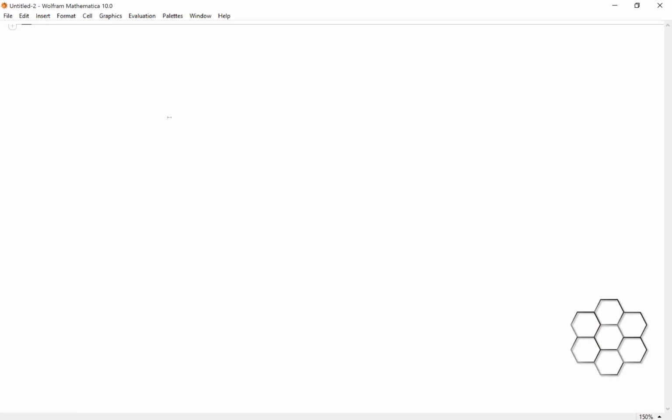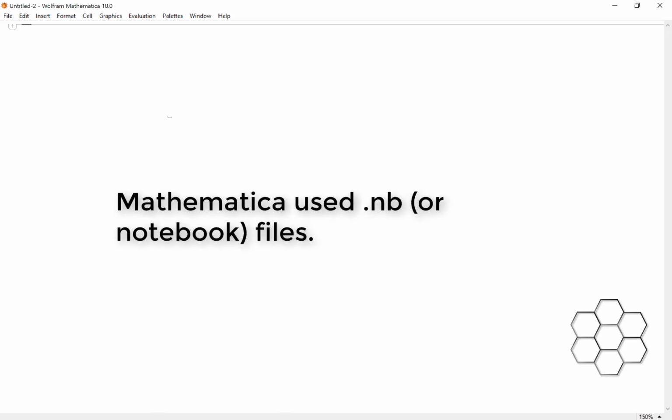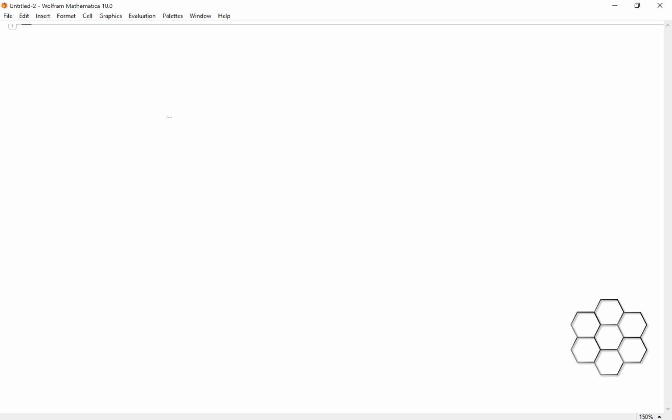I've opened up a new Mathematica notebook, and I do want you to be aware that Mathematica uses .nb files, that's notebook files, that combine word processing with live calculations. So you can actually write a paper or a presentation in Mathematica and let your calculations be done in live time, which is pretty impressive. Alright, so let me show you several aspects of what Mathematica can do.